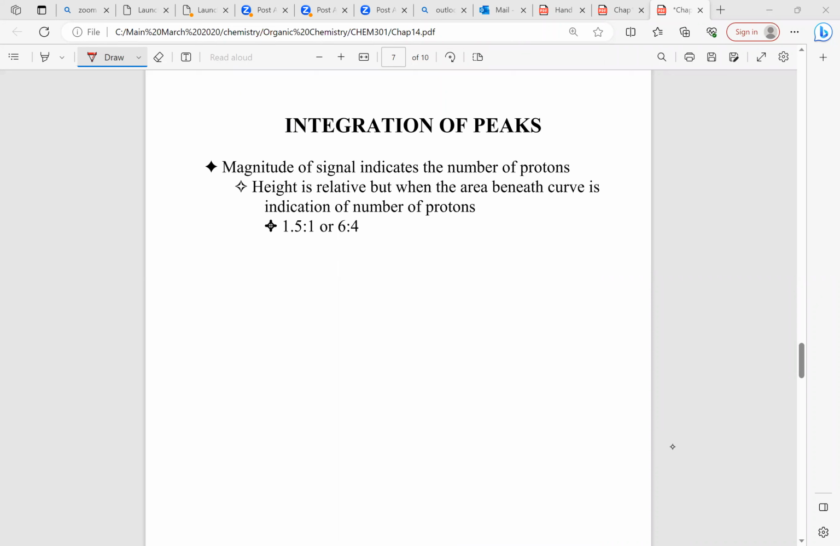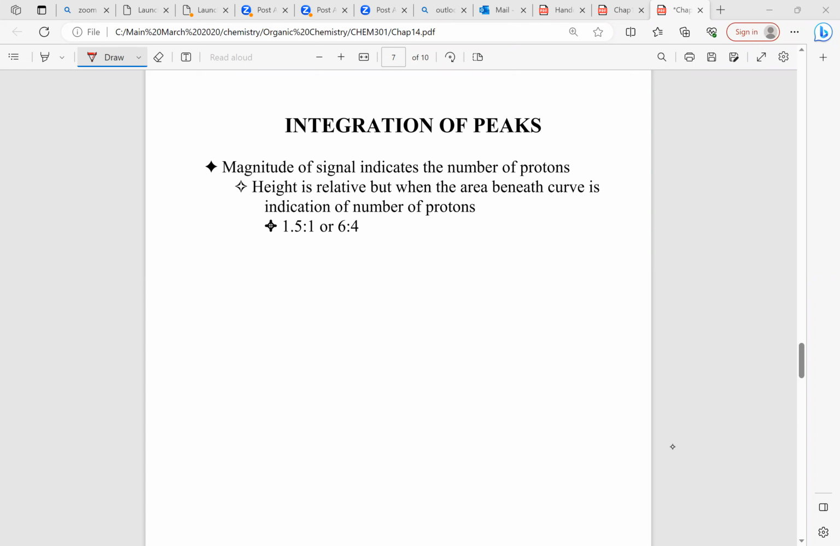All right, so we already talked about equivalent versus non-equivalent. That's how many peaks are totally in there, but I want to know how many hydrogens are actually part of each of those. So that's called the integration of peaks. Basically the magnitude of signal indicates the number of protons present. Height is relative. It is dependent on the integration of the curve that the computer does.